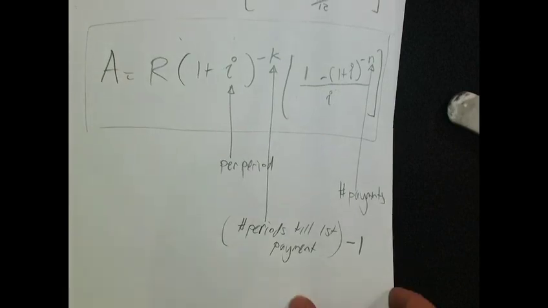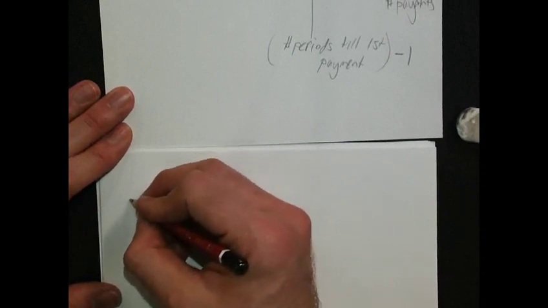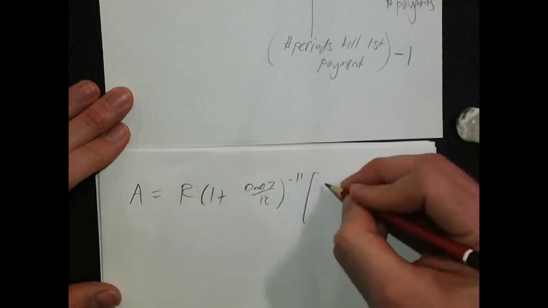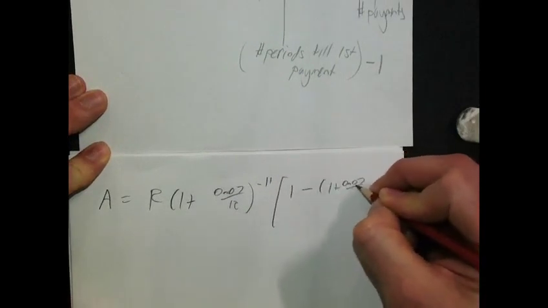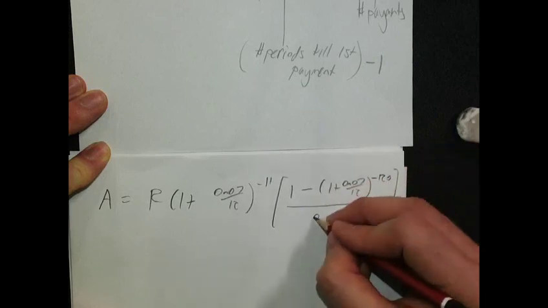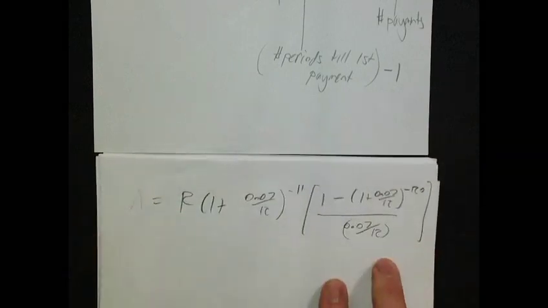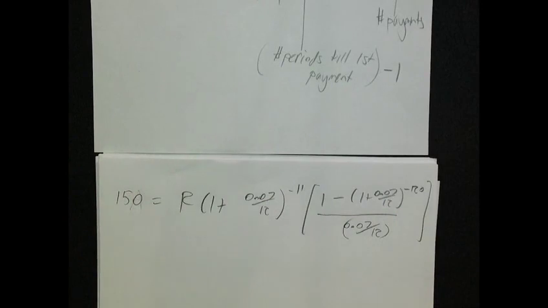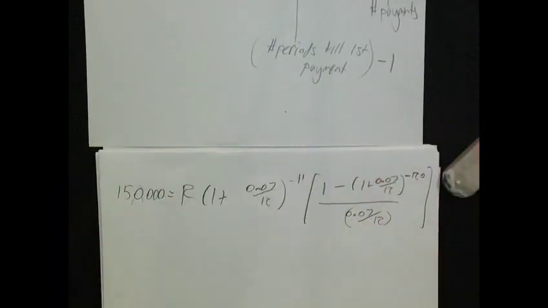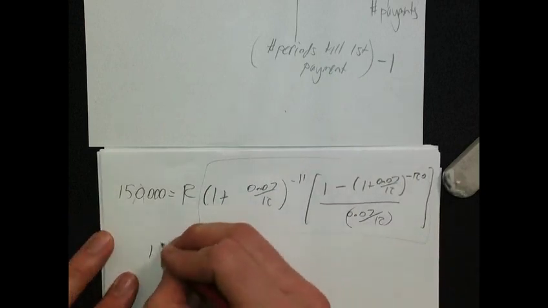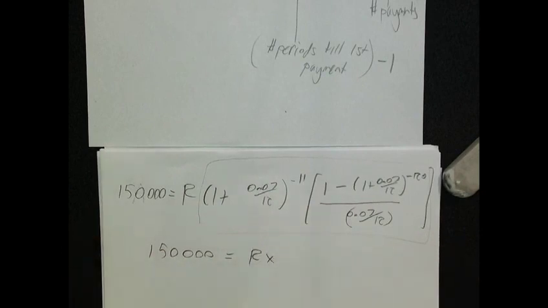Right. So what that means is, in this example we get A equals R times (1 plus 0.07 over 12) to the minus 11, times (1 minus (1 plus 0.07 over 12) to the minus 120) over 0.07 over 12. And the A currently is 150,000. So I could put it as 150 and just do it in thousands when I figure it out. But if I'm feeling like I can't cope with that... And you'll see the thing is that I don't have to do any fancy algebra. I just plug it into my calculator and figure out what all of that is, and see what it comes out to.